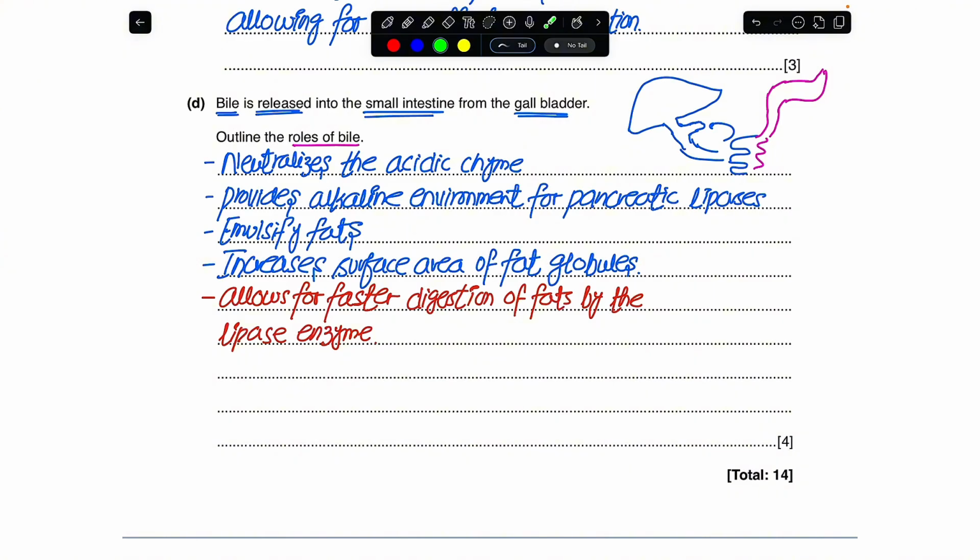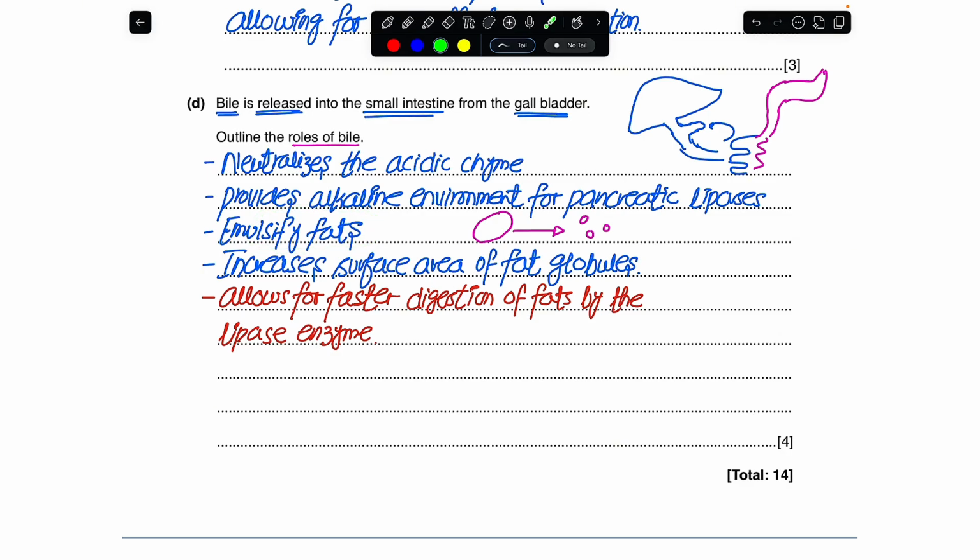So that is why this bile, when it comes from the gallbladder, neutralizes the acidic chyme. Another point is that we need to provide an alkaline environment for the pancreatic lipases, and that again is done with the help of the bile. One of the most important concepts is emulsification, where the large fat molecules that we eat in the diet are broken down into small fat droplets, and this is again done with the help of the bile.